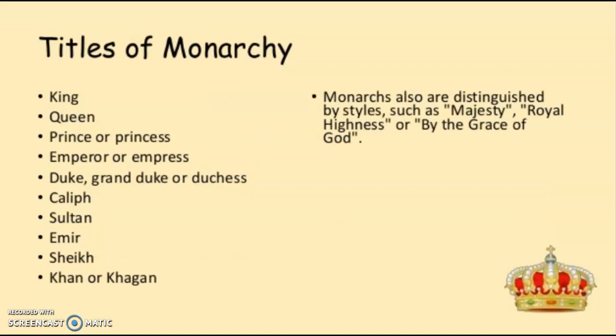Titles of monarchy. You've got kings and queens, princes and princesses, emperors, empresses, dukes, grand dukes, sultans, sheikhs, and khans. Monarchs also are distinguished by styles such as Majesty, Royal Highness, and by the grace of God.